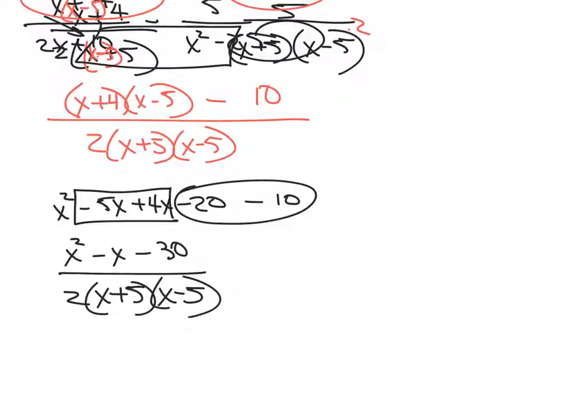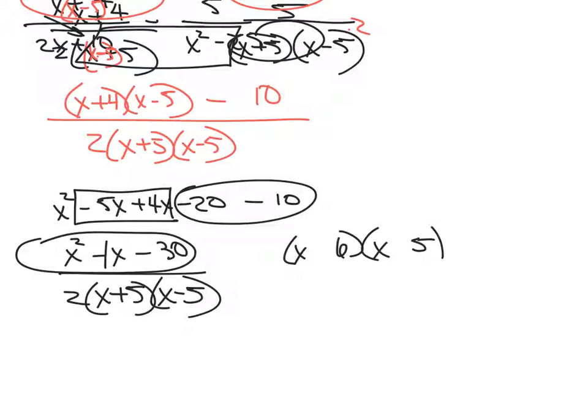Okay, so now I need to see if I can reduce that. Can I make that into two binomials? See, this just seems to go on and on and on. Two numbers multiplied give me 30, added give me negative 1. 6 and 5. 6 times 5 is 30. Negative 6 plus 5 is negative 1. And that's over 2.